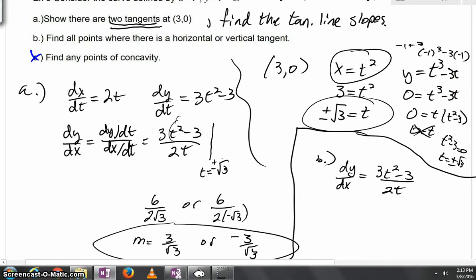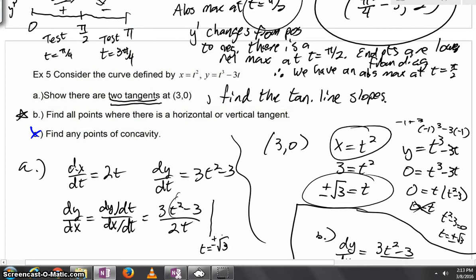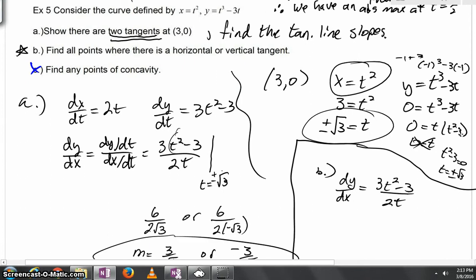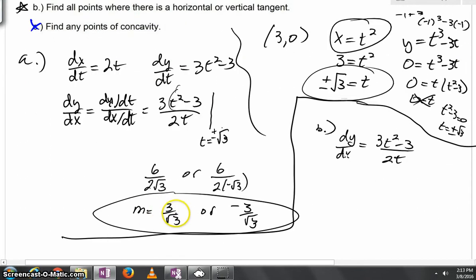Finishing up this last example that we left off with in part 3, we've got the parametric equations. We found that there are in fact two tangent lines, and we found their slopes. Really 3 over radical 3 would be more simply written as radical 3. So you could even say that m would be plus or minus radical 3 in a simpler manner.